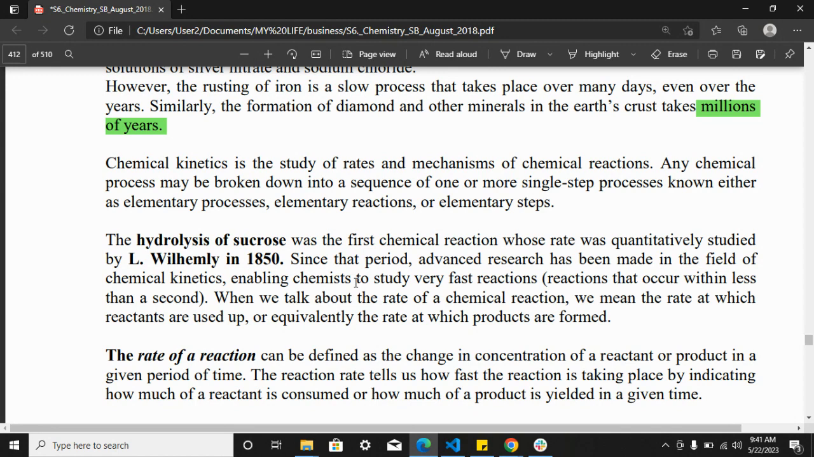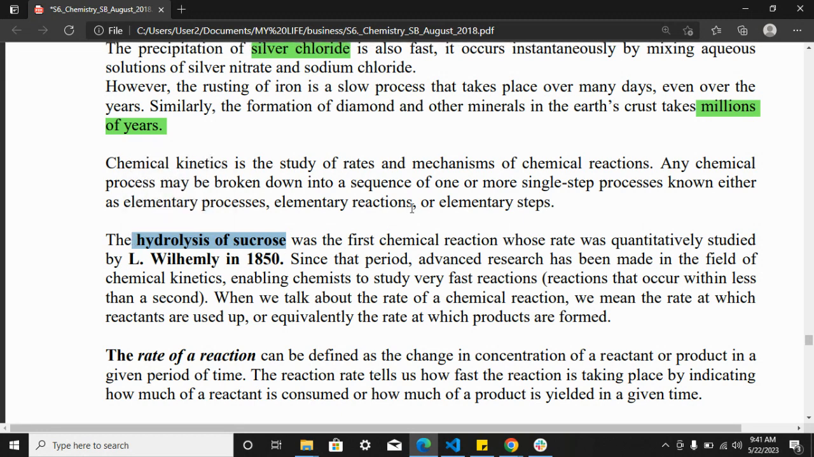In 1850 the hydrolysis of saccharose was the first reaction that was quantitatively studied, so it could be studied in a quantitative way, letting us know the kind of energy produced if it's exothermic, or the kind of energy required if it is endothermic. So since that period, advanced research has been made in the field of chemical kinetics, enabling chemists to study very fast reactions. After that year, many innovations helped researchers and chemists to be able to know how fast a reaction can be, or to study reactions that are very, very fast.